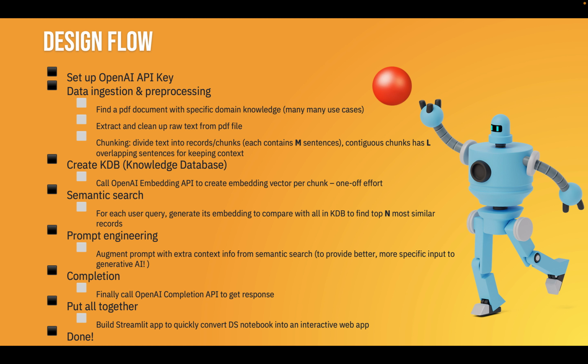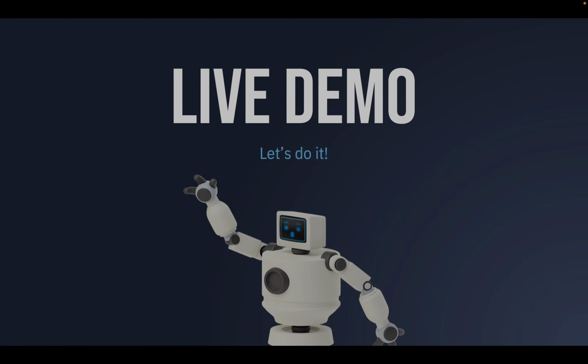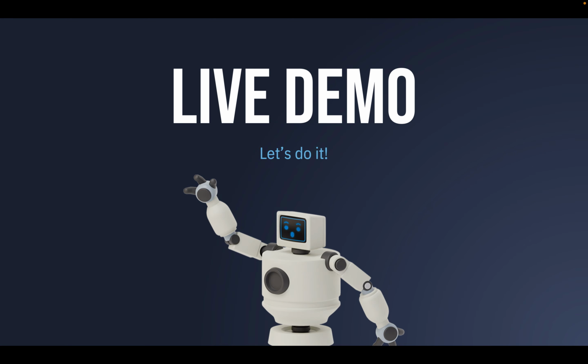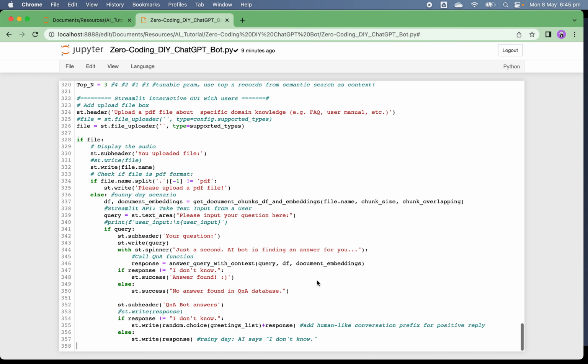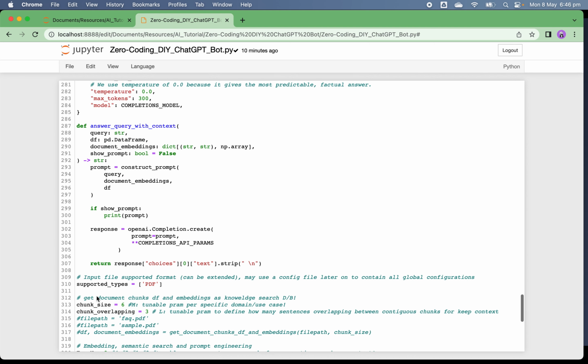Then finally, I put it all together, building a quick 3-minute app to convert a data science notebook into an interactive web app. So all is done. Let's take a look at the live demo. Okay, let's do it. Here is the code. You can see I define some tunable parameters, like the top N most similar document records you're going to return to enrich your prompt as additional context info, and also the chunk size and the chunk overlapping size.